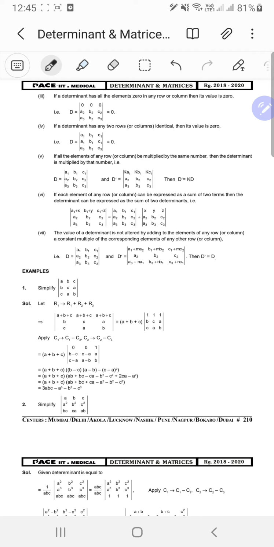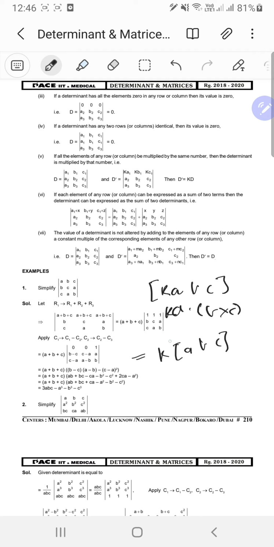Okay, if all elements of any row be multiplied by the same number, then the determinant is multiplied by that number. That makes sense, because in the end it's just a box product. For example, if you had k times a, b and c, then you could write this box product as k times [a, b, c]. Basically it's ka dot b cross c, and this ka is like k times a. It's the same thing. Cool.